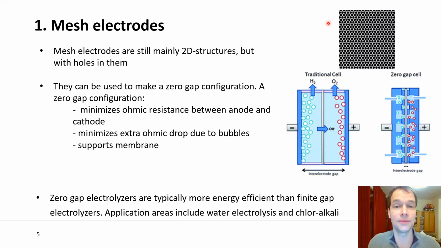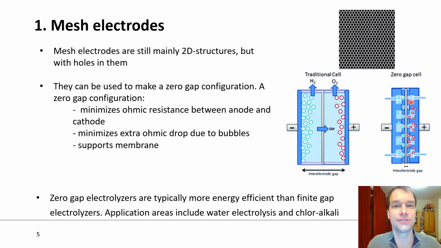Now, what is a zero gap configuration? For that, we can look at these two pictures. Here we see basically the same picture as we saw on the previous slide. We call that a finite gap configuration. And here we have a configuration which is called a zero gap. Now, what do you see? You basically see here all these things. And that is the electrode. Those are these metal parts which are pressed against the separator or membrane. And the same applies on the other side.